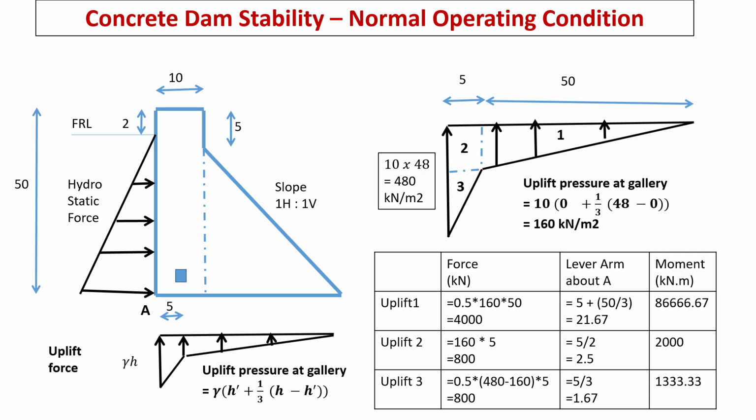Just like we have calculated the weight of the dam block by dividing into rectangles and triangles, the uplift diagram also needs to be separated for quick and easy calculations. Here the uplift diagram is divided into 3 parts. For each part we calculate uplift force, lever arm and corresponding moments. Force is calculated as the area of the diagram and lever arms are calculated as per geometries.